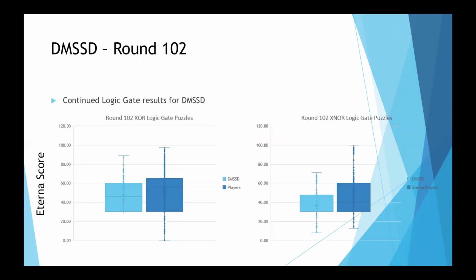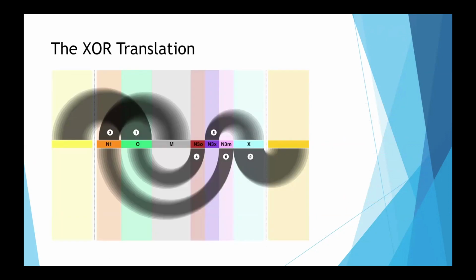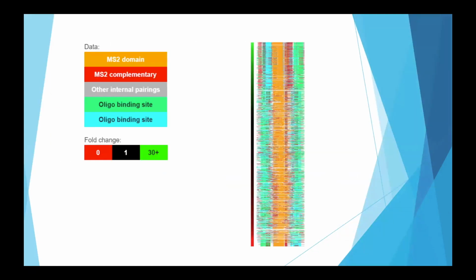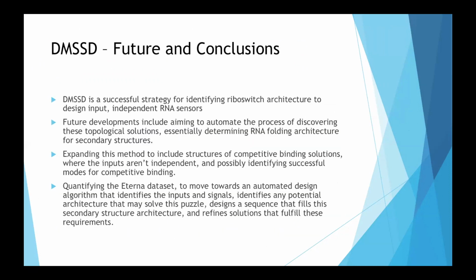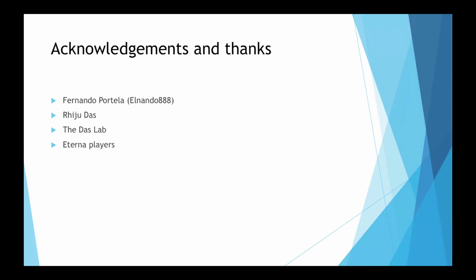Let's go back to the XOR. This takes a couple of seconds to generate a solution. For players, on average, it took me around 15 minutes or so to design a solution using this same exact strategy. With automation comes a certain degree of efficiency and a certain degree of speed that is really important for this kind of application. And so we are moving towards an automated design algorithm that identifies the inputs and signals, identifies any potential architecture that could solve this puzzle, designs a sequence that fills the secondary structure architecture, and refines solutions that fulfill these requirements.